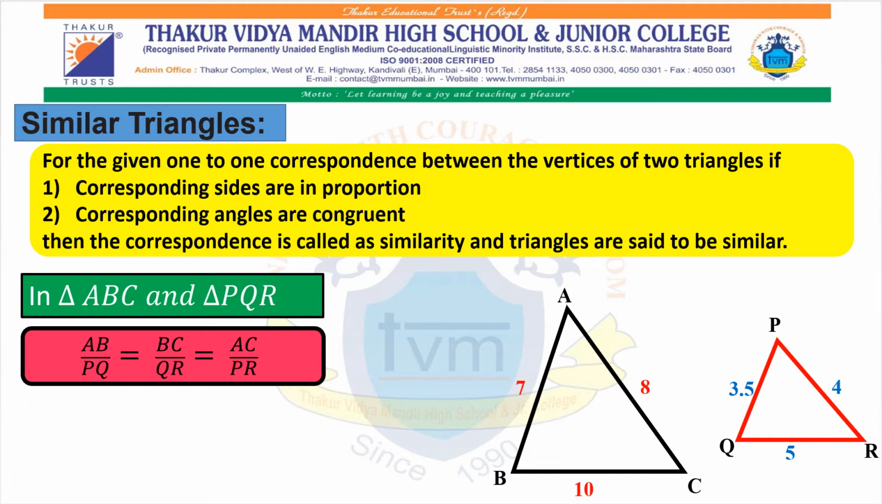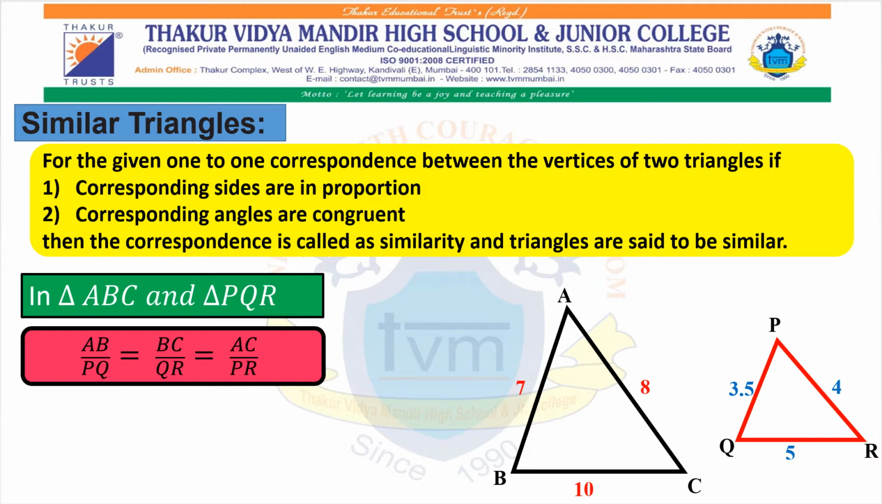AC upon PR, 8 upon 4, again that is 2:1, and BC upon QR, 10 upon 5, again that is 2:1. That means all the three sides of triangle ABC are in proportion to the corresponding three sides of triangle PQR. So you can see AB upon PQ is equal to BC upon QR is equal to AC upon PR. All the three sides of triangle ABC are in proportion to the corresponding three sides of triangle PQR.